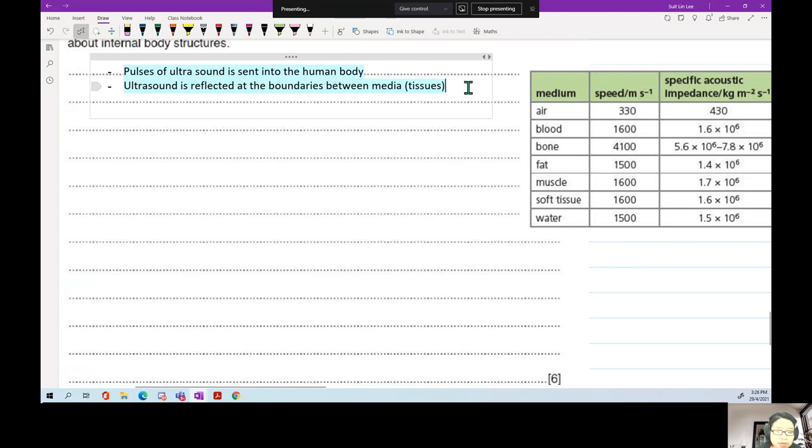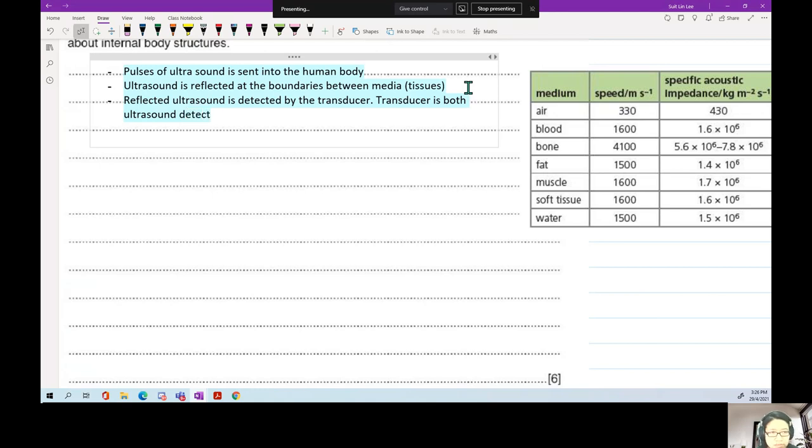And the reflected ultrasound is detected by the transducer. So transducer, ultrasound detector and generator. Same one. These are the compulsory marks. So if you don't write this, you will lose marks. Then the rest is just you. There are more marks than 6 marks. You can score more than 6 in this question, but we can score you at most 6 marks.